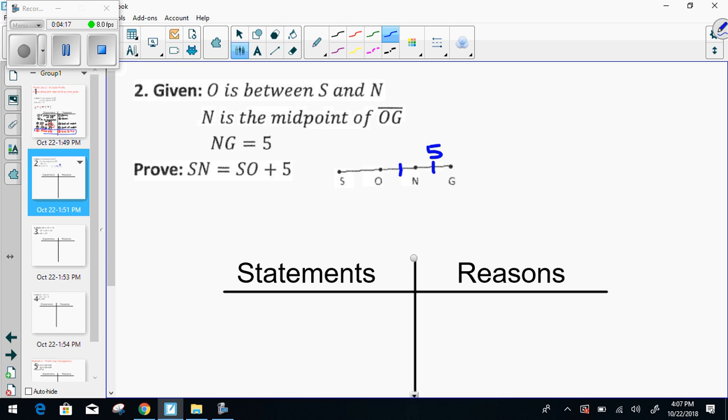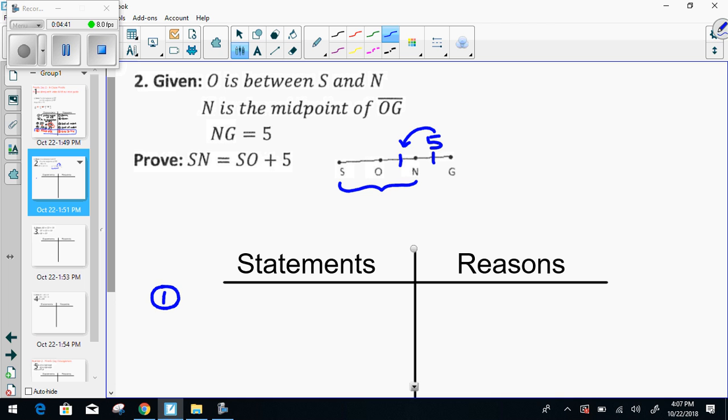We need to prove that the entire segment SN is equal to SO plus 5. So somehow we need to prove that this is also 5 from O to N. And then we need to prove that this entire segment is the addition of the two small ones, knowing that ON is 5. So let's put all this together. First, list your 3 givens.